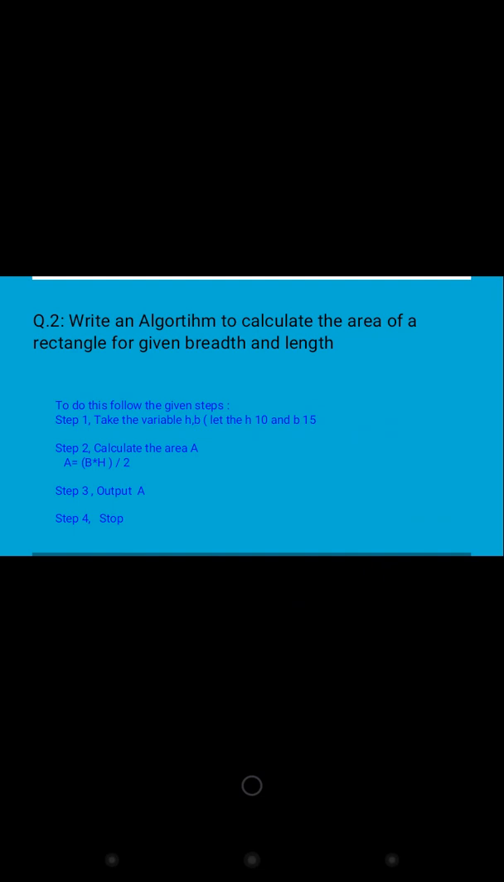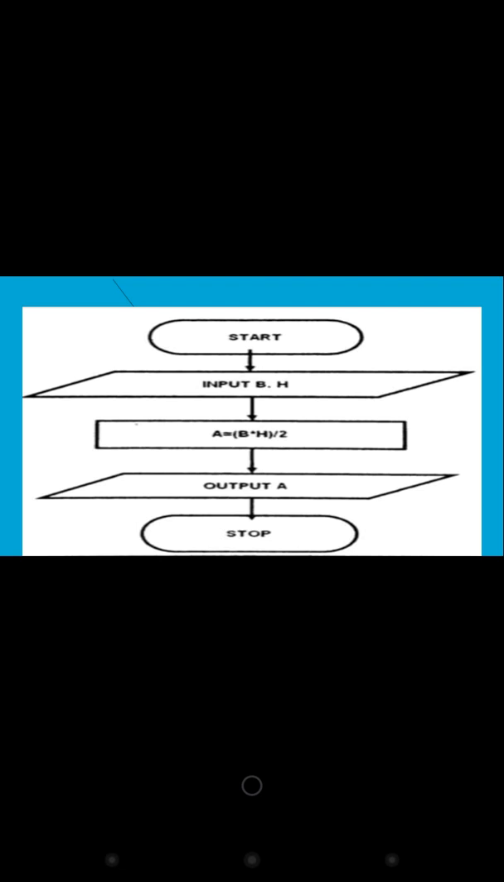So follow the given steps. Take the variables H, B. Step 2, calculate the area. What is the formula of area? B multiply by H divided by 2. Step 3, output A. Step 4, stop. Again, flowchart: oval, parallelogram, rectangle and stop.